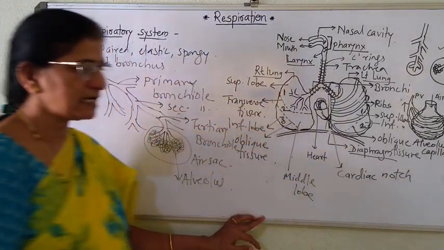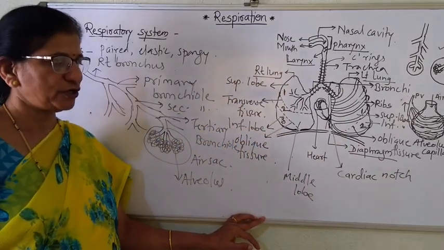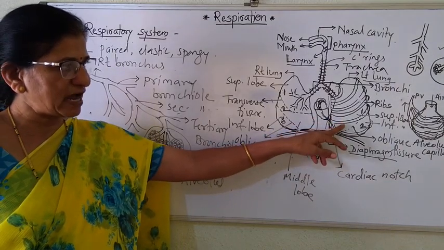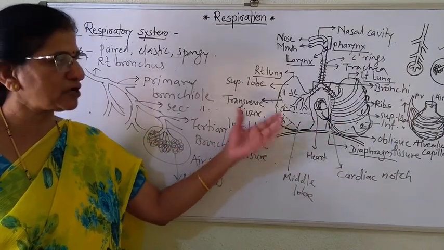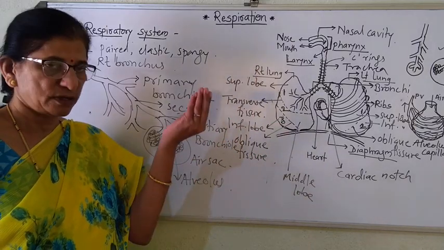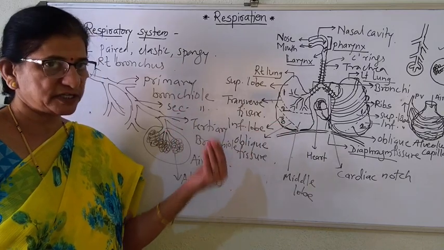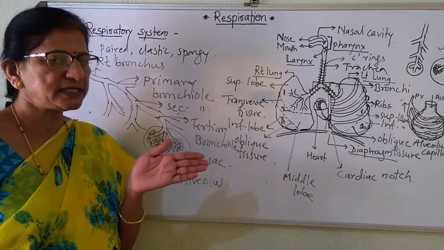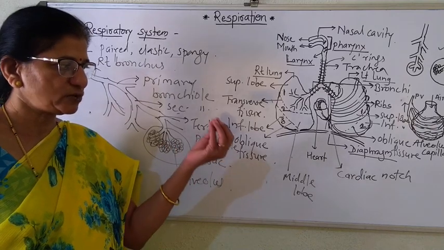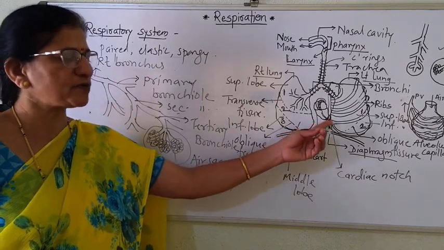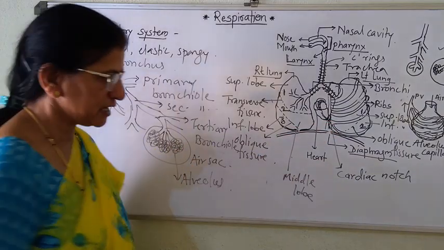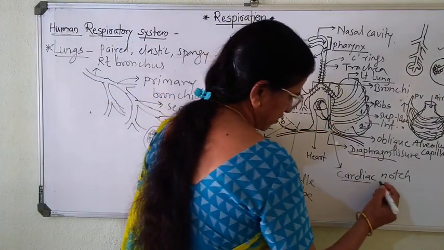This is known as cardiac notch. Cardiac notch is present only in the left lung and not in the right lung, because the heart is medially positioned, but the ventricles of the heart, especially the left ventricle, are slightly tilted towards the left side. Hence, one notch appears inside the spongy lung, and that notch is known as cardiac notch. Remember this word again for MCQ.